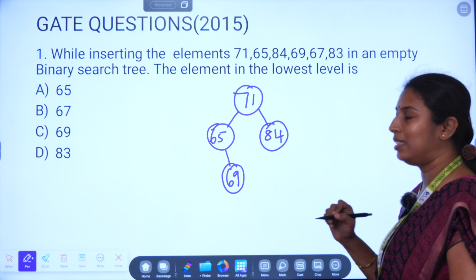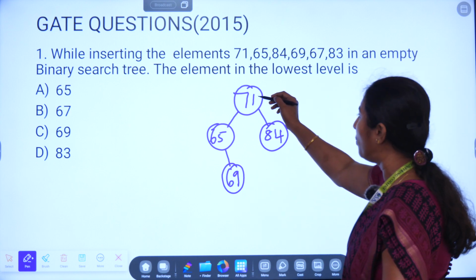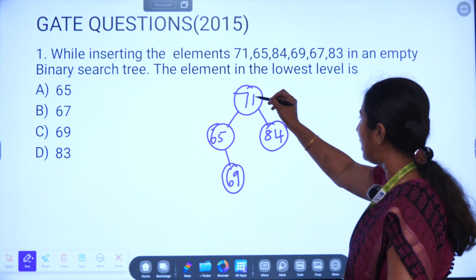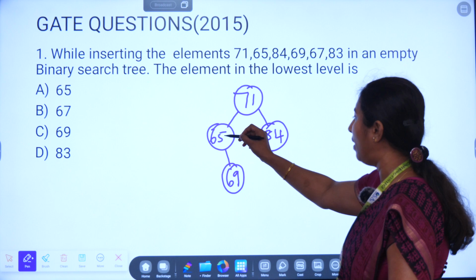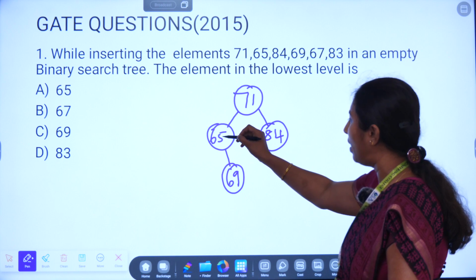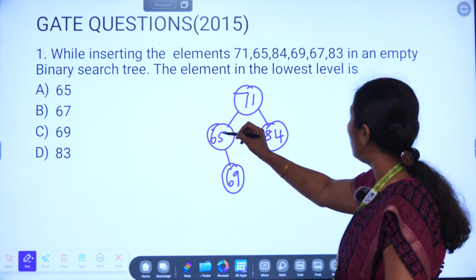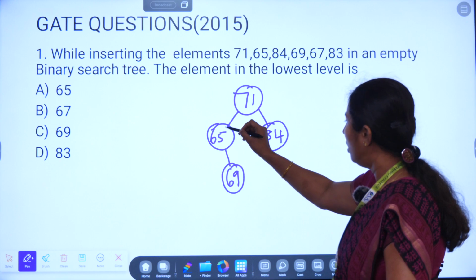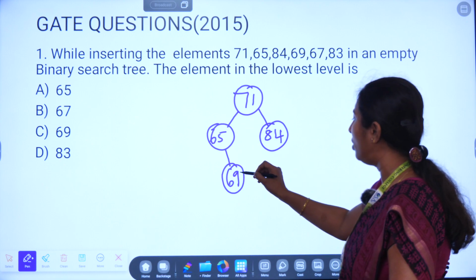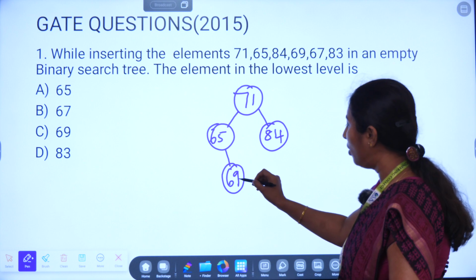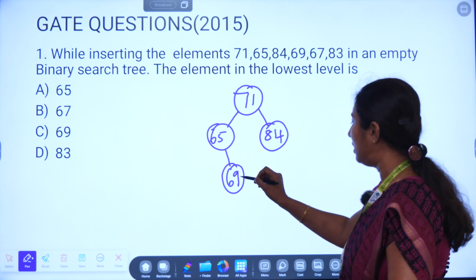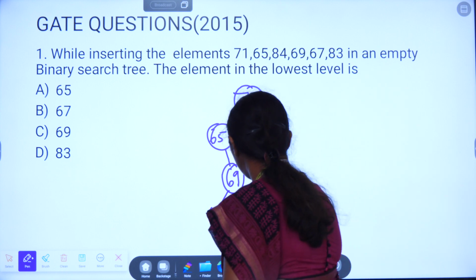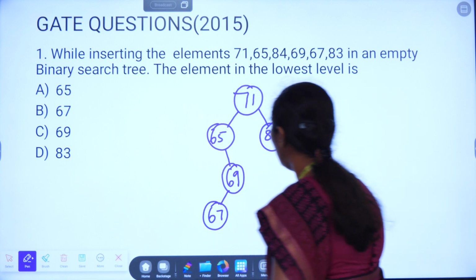Next we are going to have 67. Again we should start from the root node. 67 is lesser than the root node, so we should come over here to the left. We are comparing it with 65, which is lesser than 67, so it should come over here to the right. Again we are going to compare with 69, and 67 is lesser than 69. So 67 should come over here towards your left.